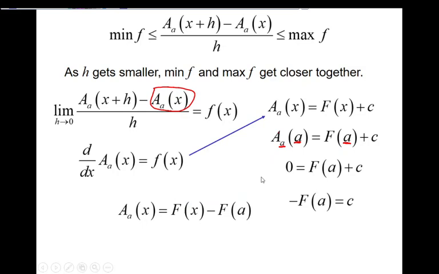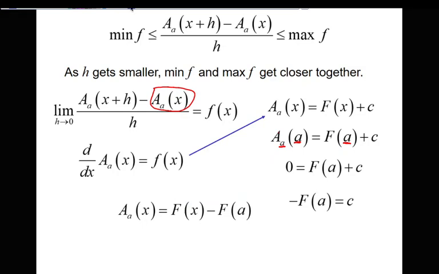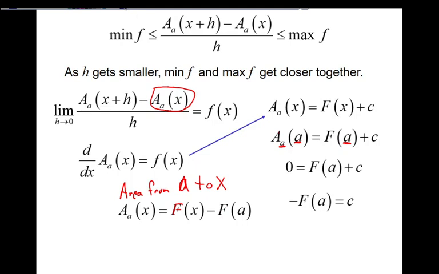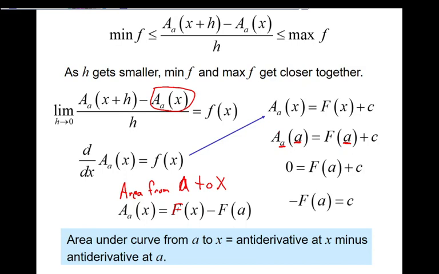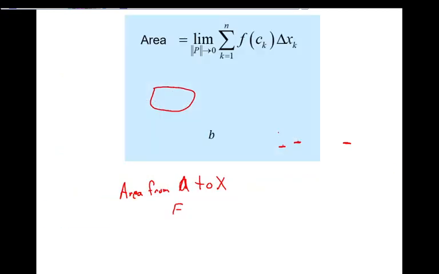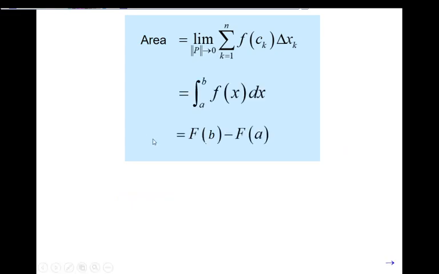We plug that in. So this is saying the area from a to x equals the antiderivative at x minus the antiderivative at a. And that right there is the area under the curve from a to x. It's the antiderivative at x minus the antiderivative at a. And when we put all of this together with our definite integral, this is how you evaluate it.